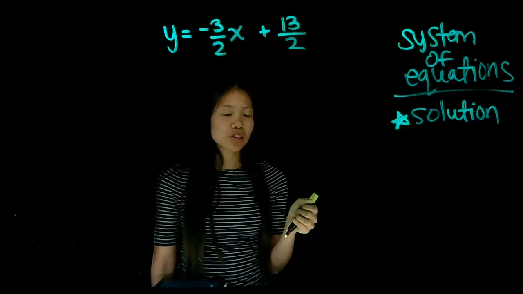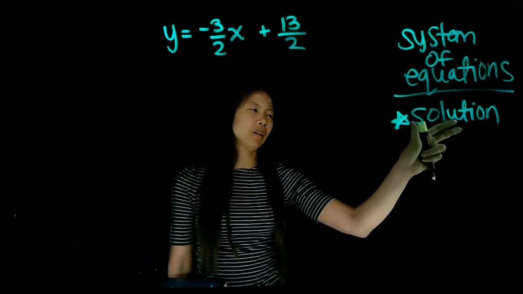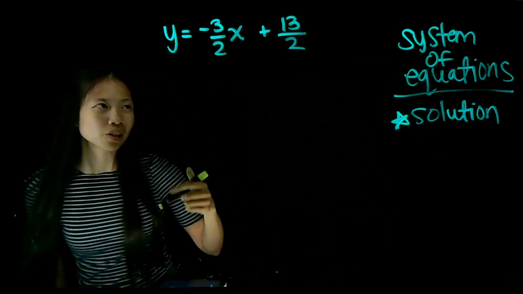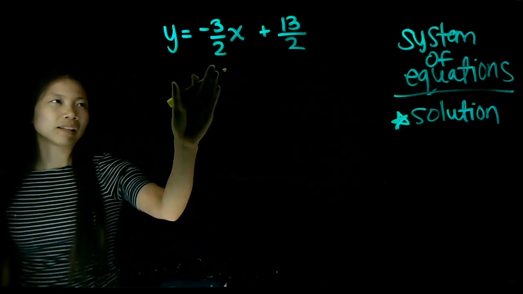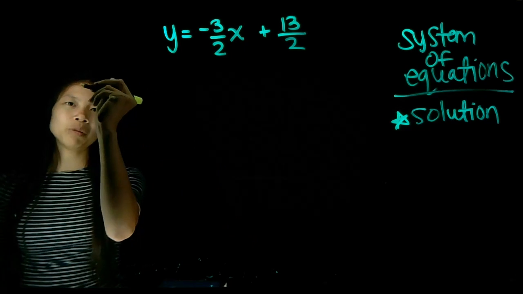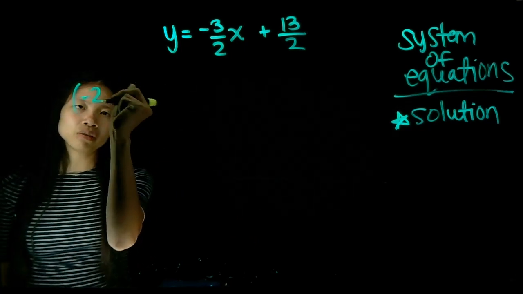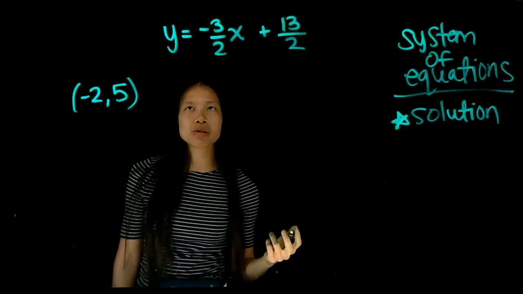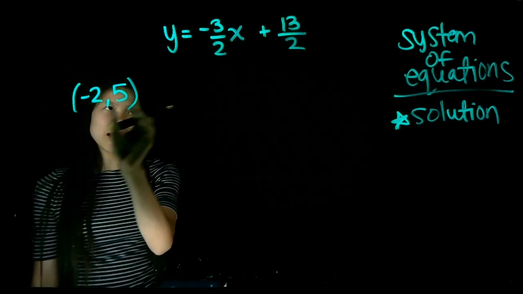In this video, we're going to share with you guys what it means for something to be a solution to an equation or to a system of equations. So we've got this equation here, y equals -3/2 x plus 13/2. And we want to see, is the point (-2, 5) a solution to this equation? Remember, for something to be a solution to an equation, it means algebraically that it makes the equation true.